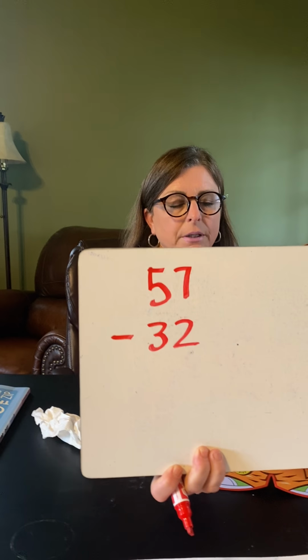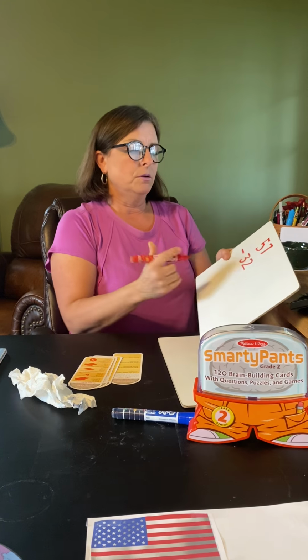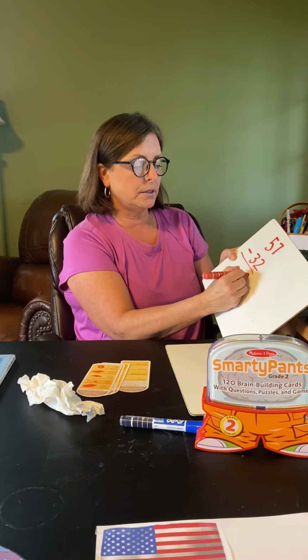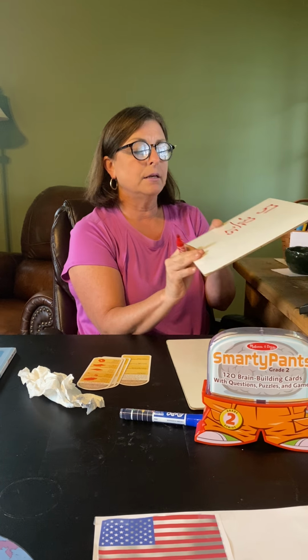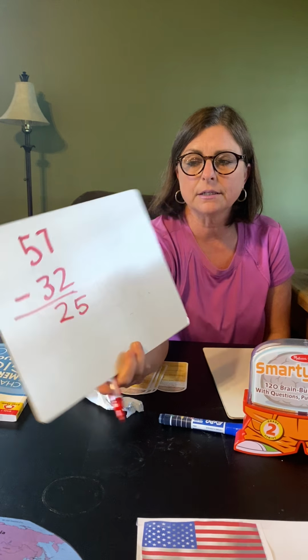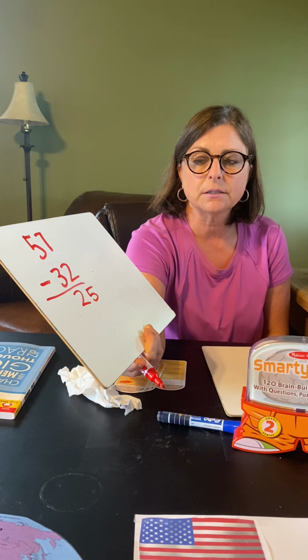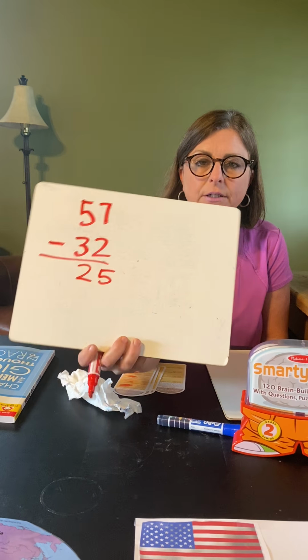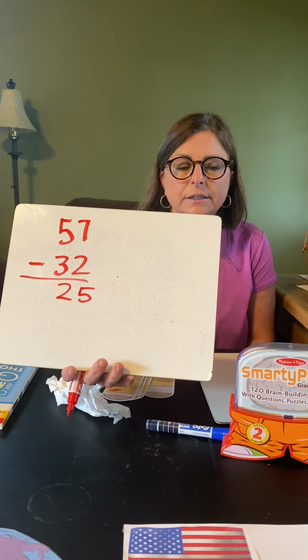Set up your problem like this: 57 minus 32. We know that 7 minus 2 equals 5. 5 minus 3 equals 2. So the difference is 25. It is supposed to reach 57 degrees today. That would be 25 degrees above freezing.